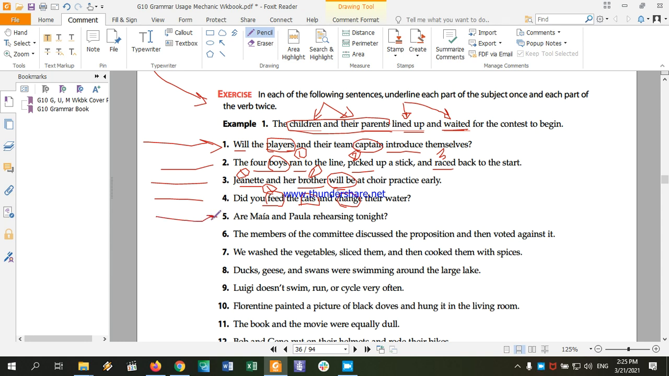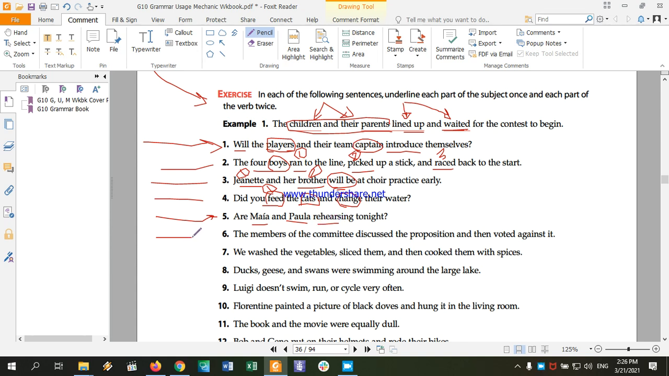Item number five, or question number five. Are Maya and Paula rehearsing tonight? Maya, this is the first subject. Paula, this is the second one. And we only have a simple verb, which is are rehearsing.